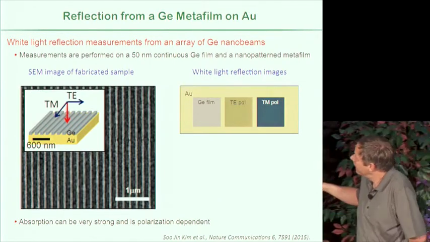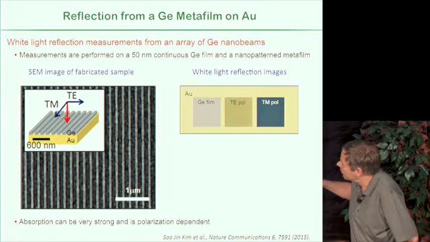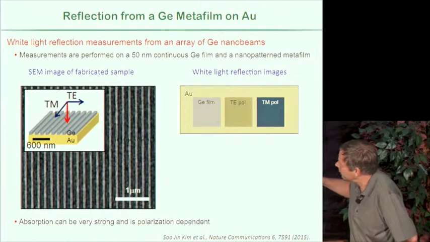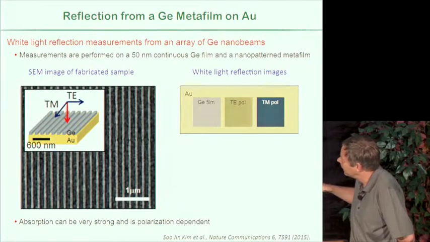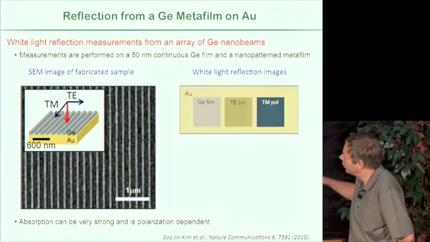And you can see here, just as an illustration, what happens if the electric field is polarized normal to the length of the beams or along the beams. You can see here optical images, just reflection of white light. Here's the germanium film sitting on gold. Here's the gold background. Germanium looks reflective.